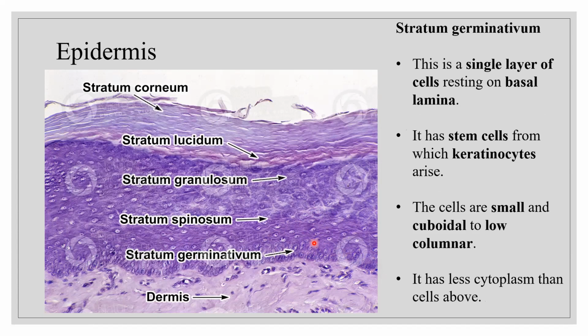And the last, the innermost, is the stratum germinativum. The stratum germinativum is a single layer of cells resting on the basal lamina. It has stem cells from which keratinocytes arise. The cells are small and cuboidal to low columnar. It has less cytoplasm than the cells above.